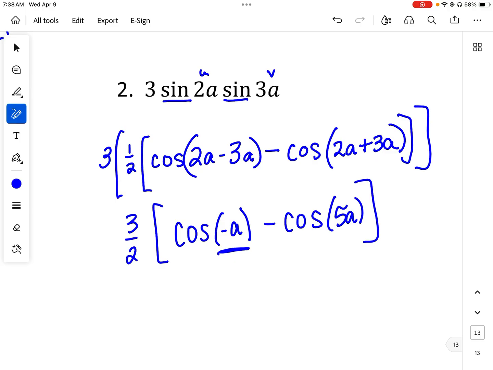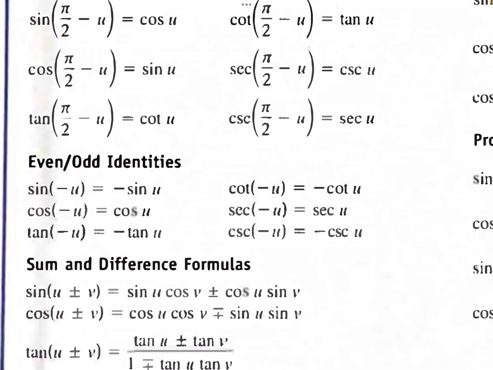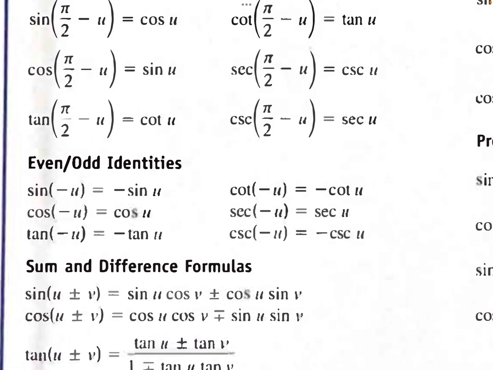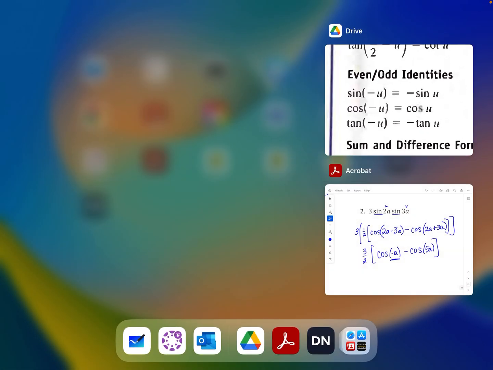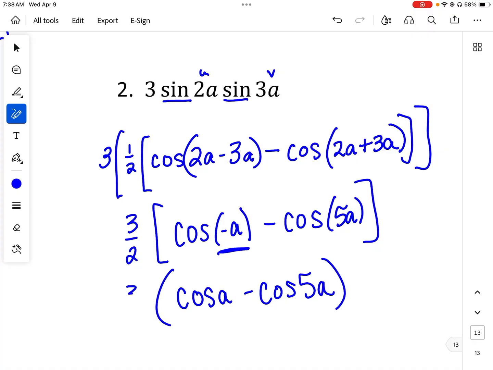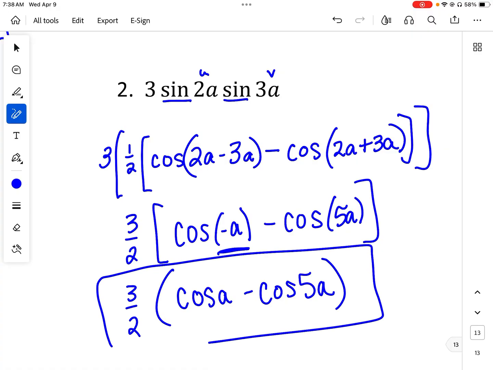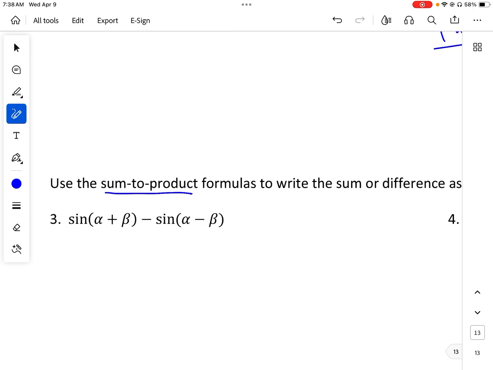Okay, we can't leave it with a negative inside there, so let's look at another formula on our chart, and that is the even and odd identities. If I see that it is cosine of negative u, it actually equals cosine of u. That is the second one right there. So we're able to rewrite that as just cosine a minus cosine 5a, and then still keep the 3 halves. Okay, so let's go to the next one.